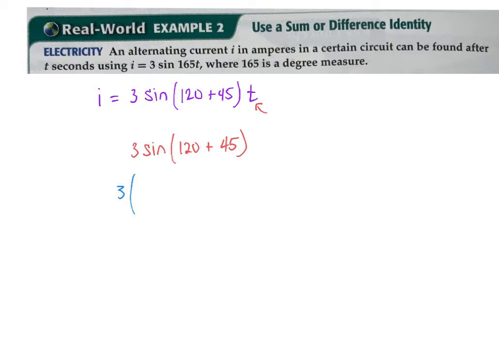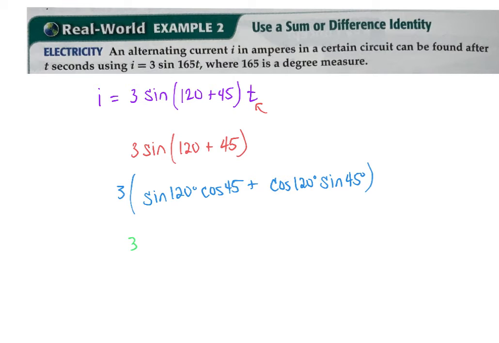All right. And we're going to say, using our sum identity for sine, the sine of 120 cosine of 45 plus cosine of 120 sine of 45. All right. So sine of 120. What quadrant am I in? I'm in the second quadrant, right? So I have to consider that when I do my sine and cosine.